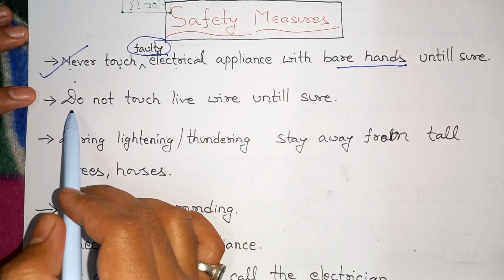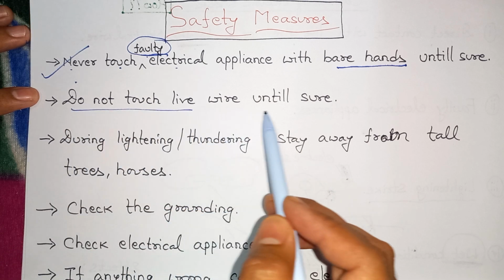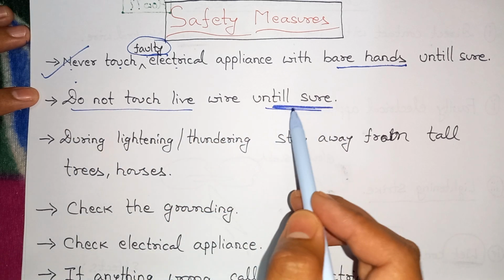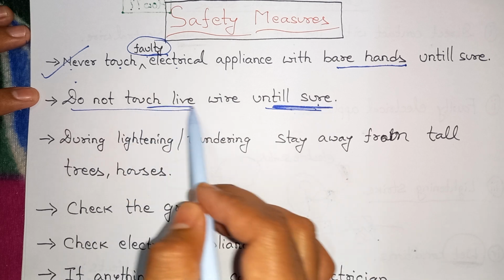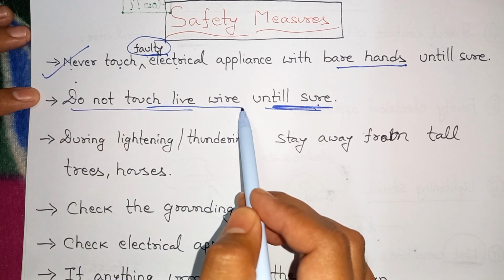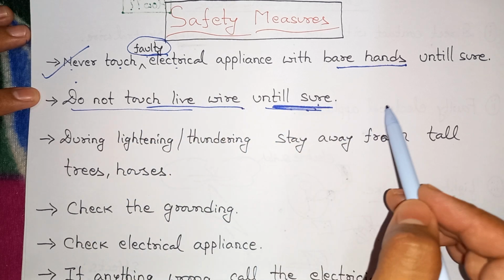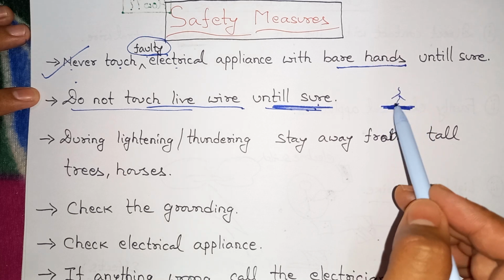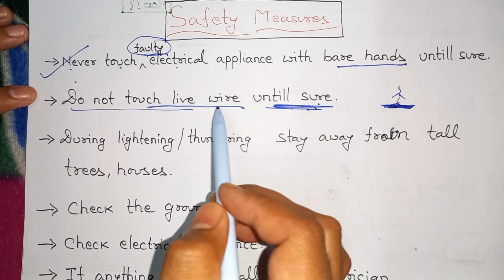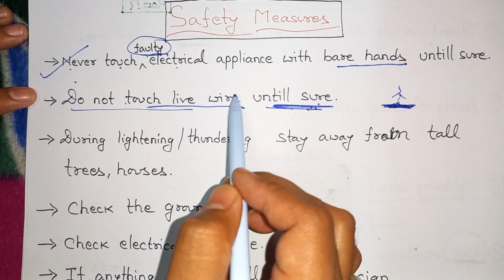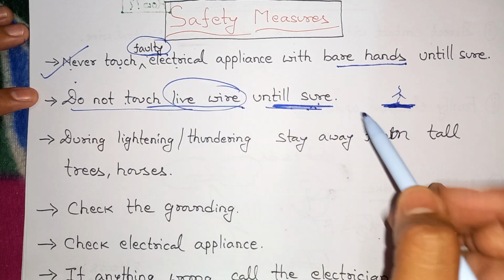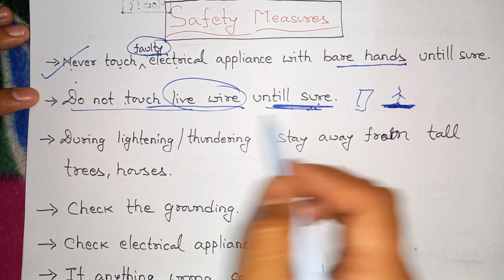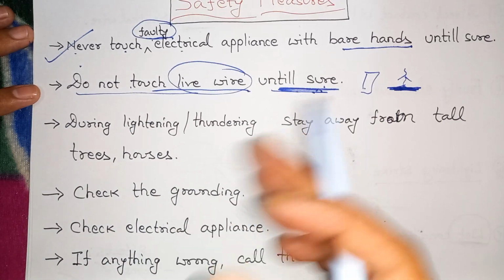Another is do not touch a live wire until you are sure. Until and unless you are sure, do not touch a live wire. What do I mean by sure? Sure means you need to step on an insulator. You need to be sure that you can turn off this live wire connection from the meter box of your house. That is the sure thing.